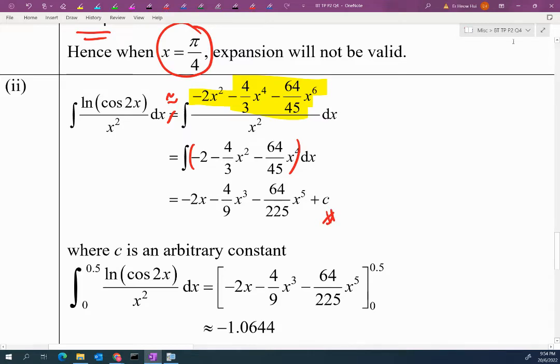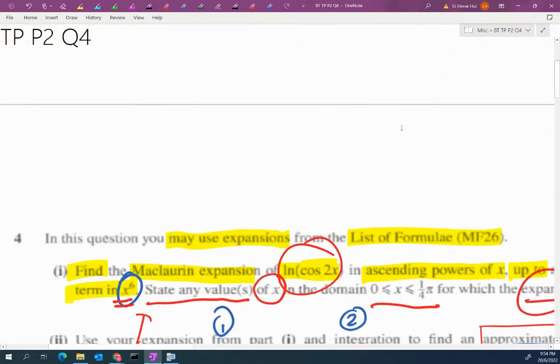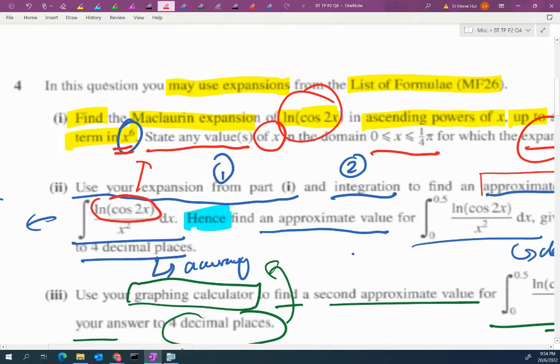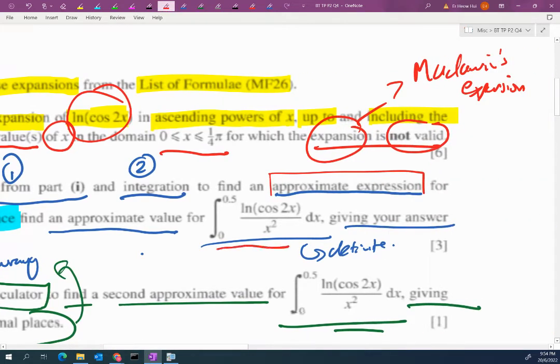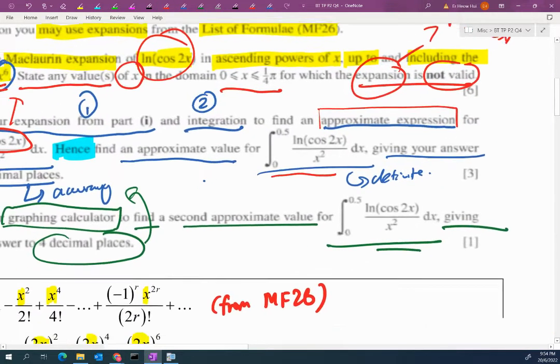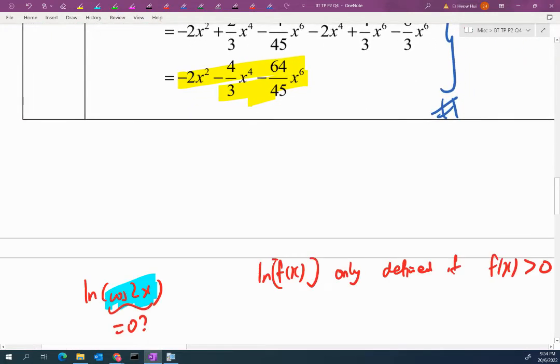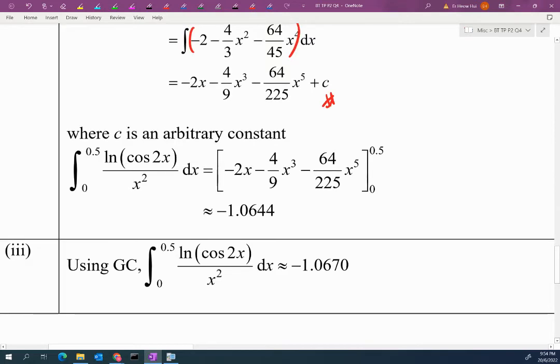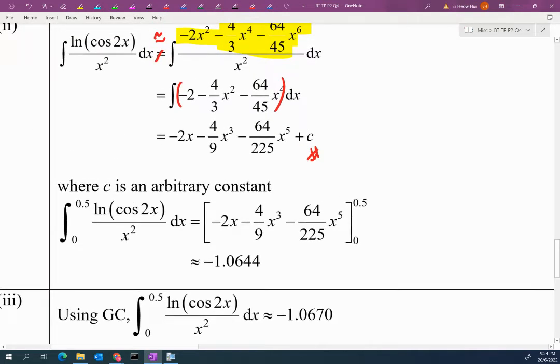This is quite simple. Then the next part of the question just asks for an approximate value for this definite integral, giving your answer to 4 decimal places. Now, let's take a look. Because the question asked for by hand, you cannot just use a calculator for this. So this is actually approximately this.